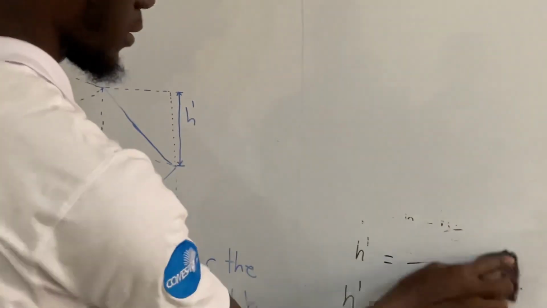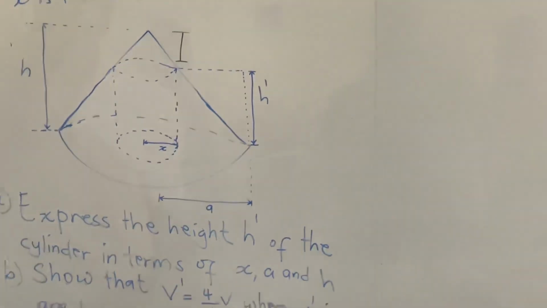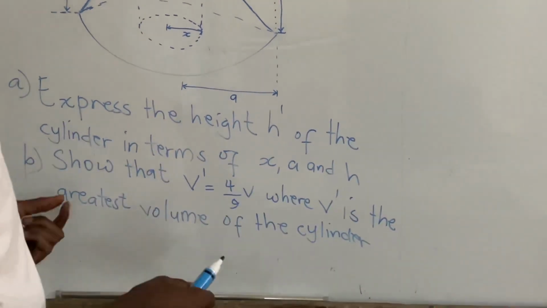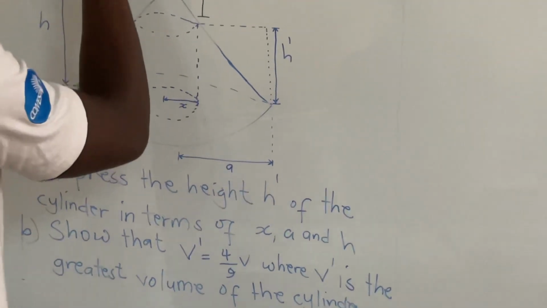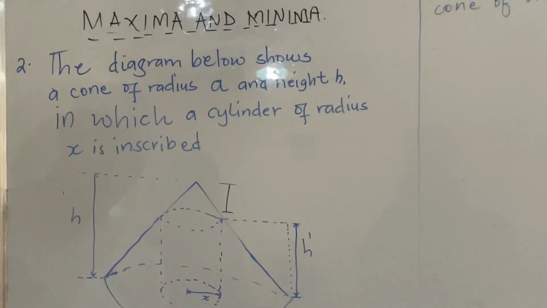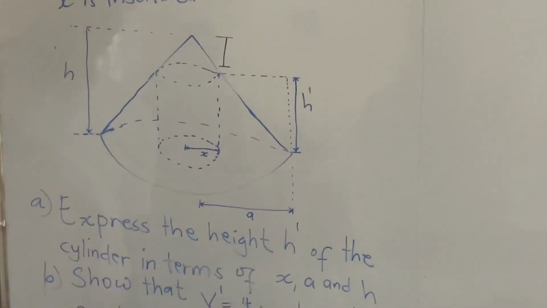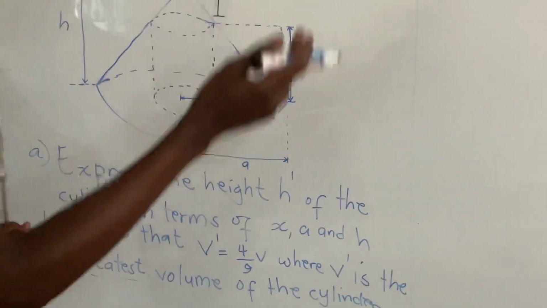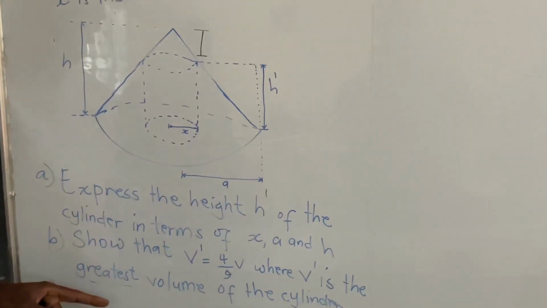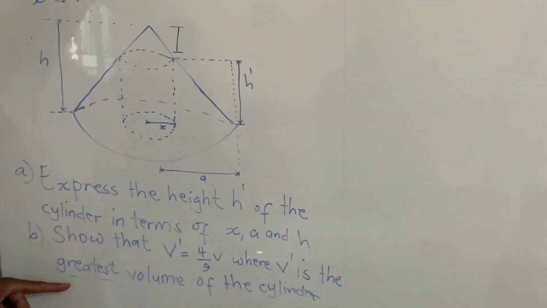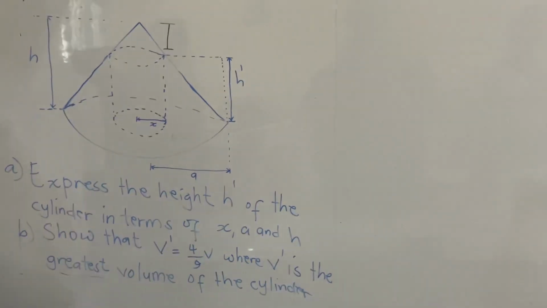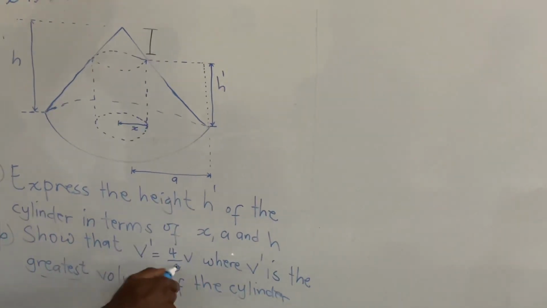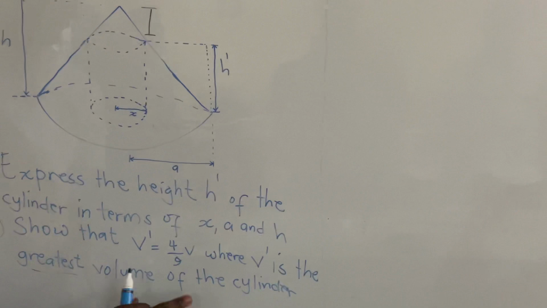Part B says, show that v prime is equal to 4 over 9v, where v prime is the greatest volume. Now we are looking at maxima and minima. In this case, they have used the word greatest. Another word they can use is least, to show that they want you to apply differentiation in maxima and minima. So if they say least area, least volume, or greatest volume, they mean the same thing: maxima and minima. So it means that we have to differentiate at some point. They have said show that v prime is equal to 4 over 9v, where v prime is the greatest volume of the cylinder.